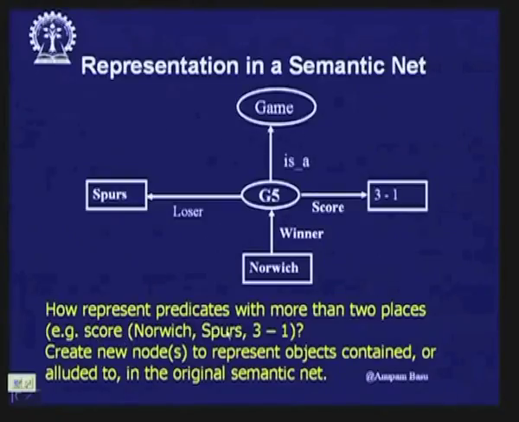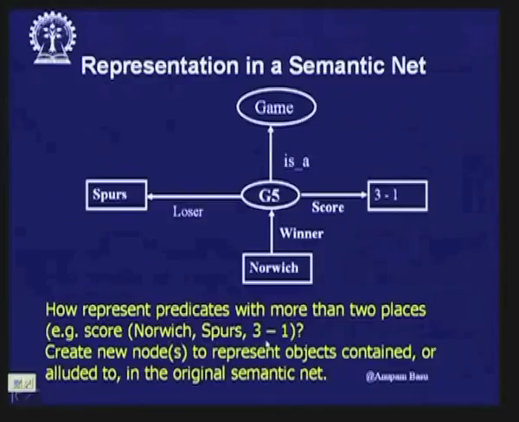In order to do this, if I had just taken these two, what would I have said? Spars was the loser in game G5. If I had just taken these two, I would have said Norwich was the winner in game G5. If I had asked what is G5, I would have looked into these two nodes and would have said G5 is a game. If I had taken these two, I would have said the score of G5 was 3-1. All these were two-place predicates.